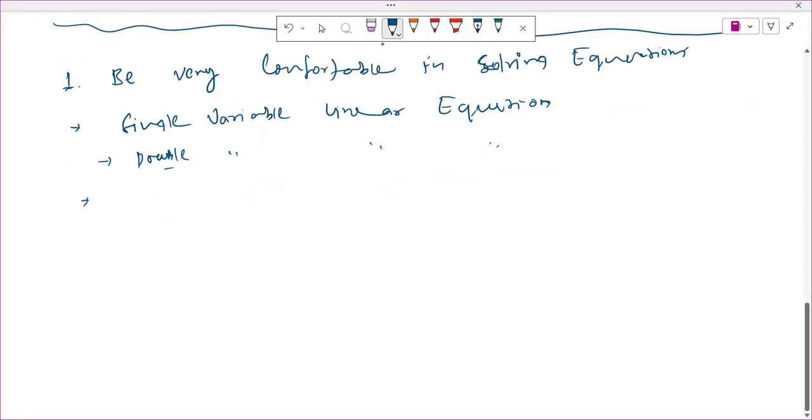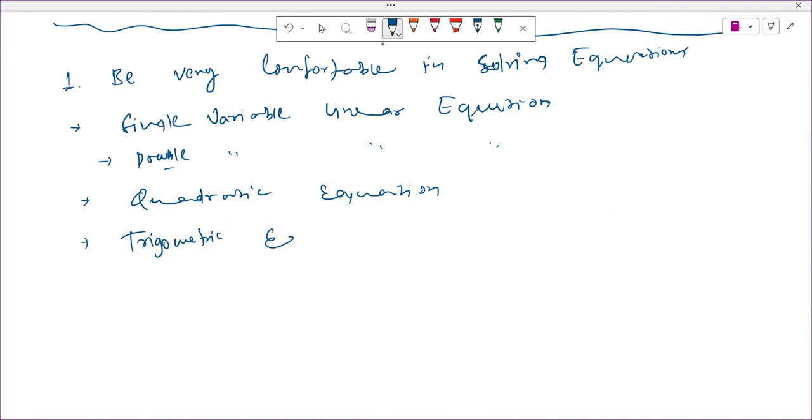Then also quadratic equations, or you can have a combination of many equations, or trigonometric equations, we can say. I think this would be a little bit difficult, but yeah, we can have knowledge of this too. How to solve trigonometric equations.